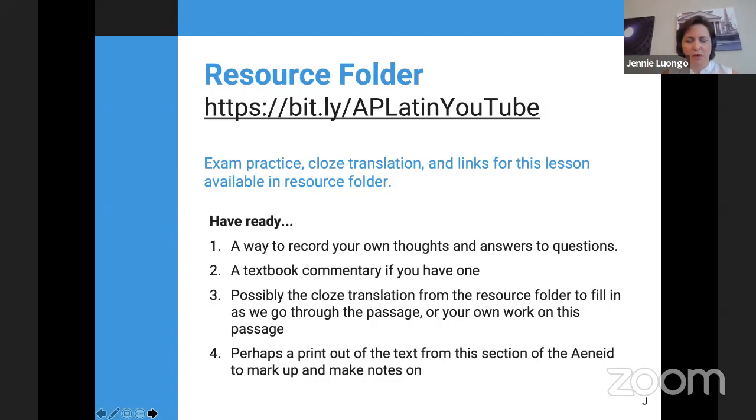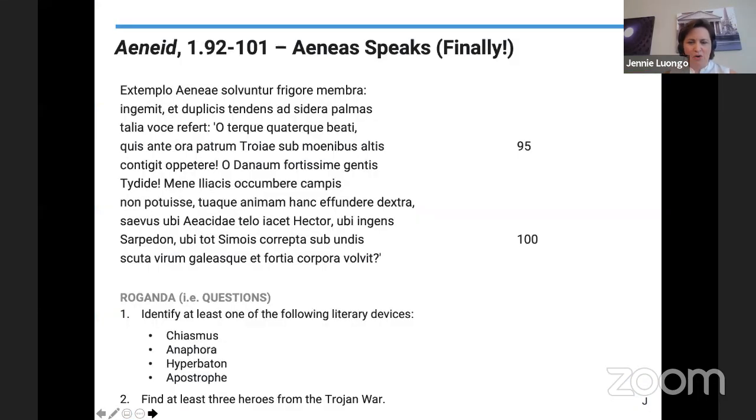So you'll want to get everything ready to go from the bit.ly/AP Latin YouTube folder that you need, in addition to things to write with, your own textbook, maybe your notebook or a printout of the text from this section, because we're going to be moving fast, right? All right, we'll go ahead and get started on these lines from today.